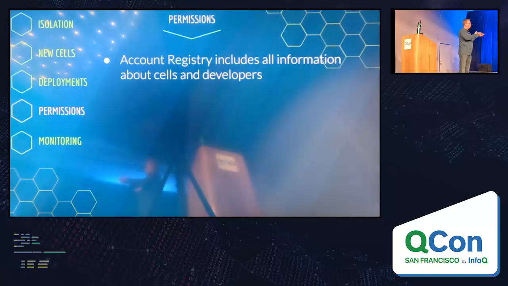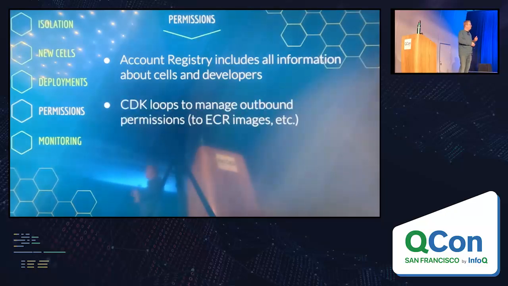So the account registry has all of the information in it about all the cells and all the developers. And that's all we really need in order to automate the management of the permissions for all of the cells, both inbound and outbound. So in terms of outbound, we can just loop over the cell accounts in our CDK code. We just get the data from our account registry and loop over them. And we can set up all the permissions that we need to give them access to the ECR images or to a private VPC or whatever.